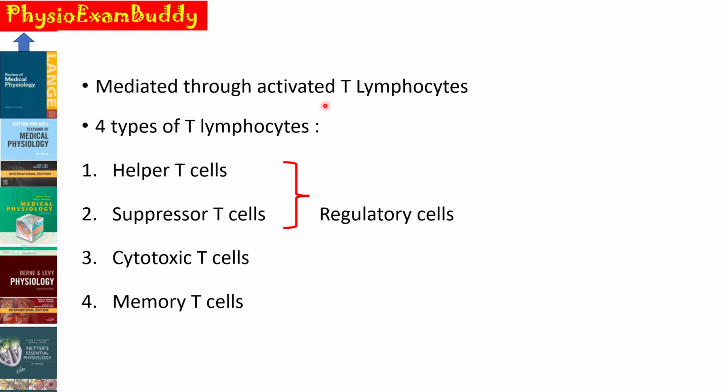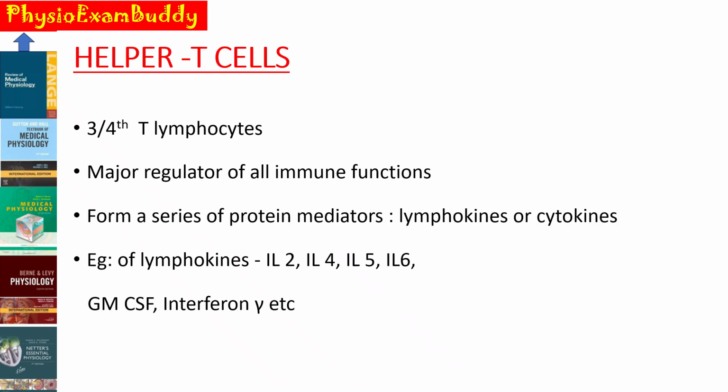Your answer should begin with the four different types of T lymphocytes. So, which are the four different types of T lymphocytes? They include helper T cells, suppressor T cells, cytotoxic T cells as well as memory T cells. Out of these, the first two, that is helper T cells and suppressor T cells, together constitute the regulatory cells of cell-mediated immunity.